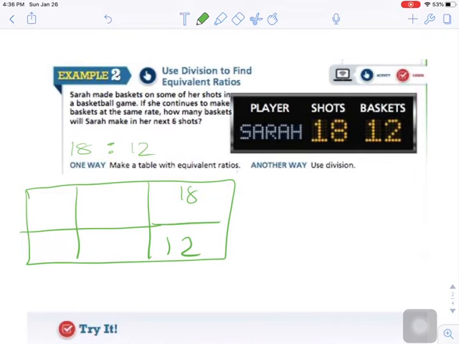And I can just start dividing. I know I can divide 18 by 2. If I divide 18 by 2, I know I get 9. Remember, whatever you do to the top, you do to the bottom. So if I divide 18 by 2, I'm going to divide 12 by 2, which is going to get me 6.